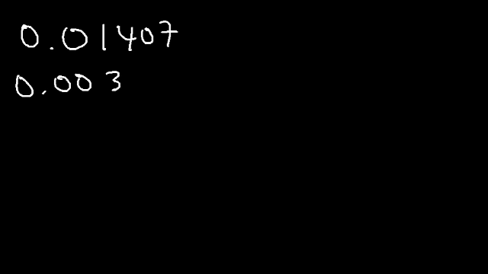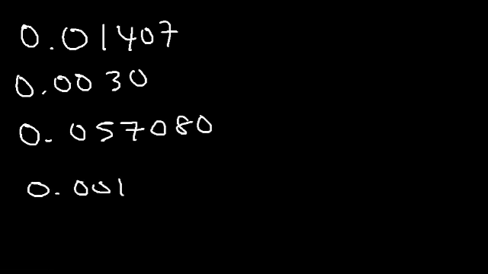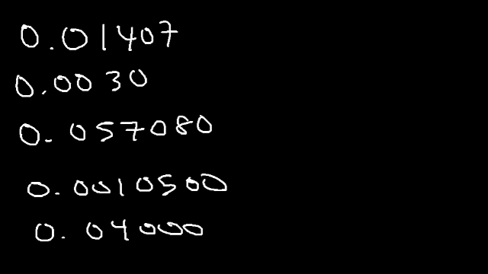Now what about these numbers? 0.01407, 0.0030, 0.057080, 0.0010500, and 0.04000. The zeros to the left, which are leading zeros, are never counted as significant, so we could ignore those zeros. So here we have an in-between 0, which is between the 4 and 7, that's counted, so we have 4 sig figs. The 0 to the right of the 3 is counted because we have a decimal point, so it's 2.